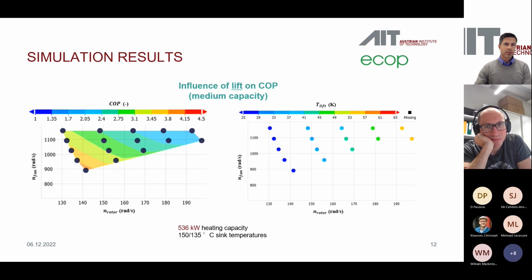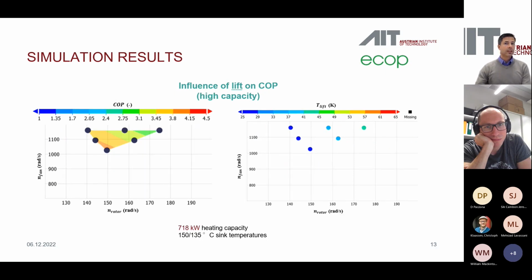If you have medium capacity, for example, and then higher capacity, we see that the possible range for speed combinations is smaller then. And also the achievable COP increase. So now we can just increase from 3.5 to, let's say, 3.9 or something like that. So this is also the behavior if we have then, for example, around double the heating capacity from before. But always the same sink temperatures and constant lifts. If we go along constant lifts, then we see this behavior.